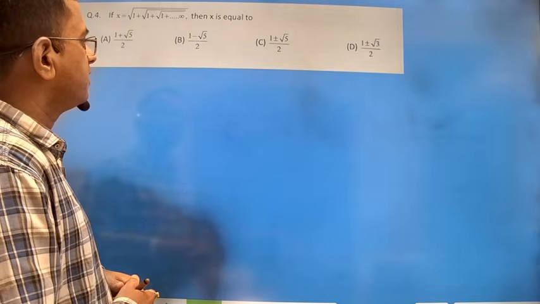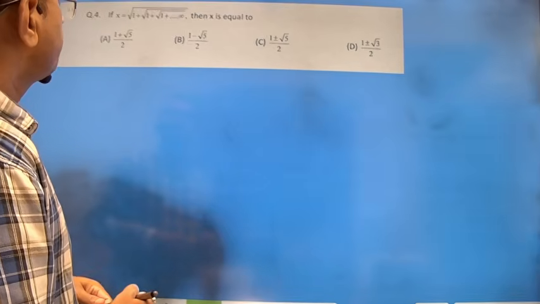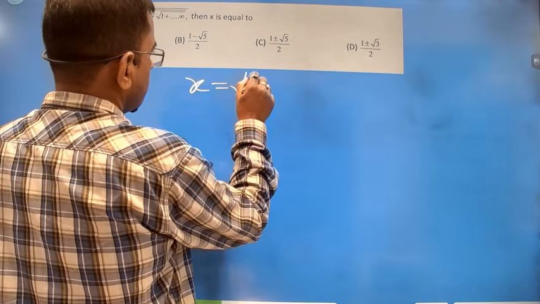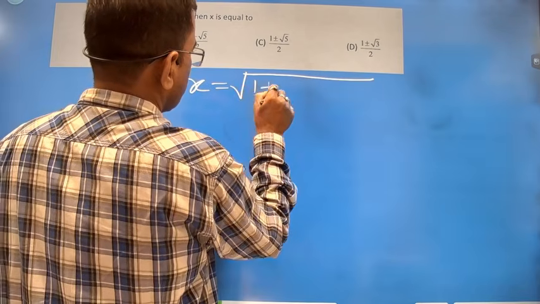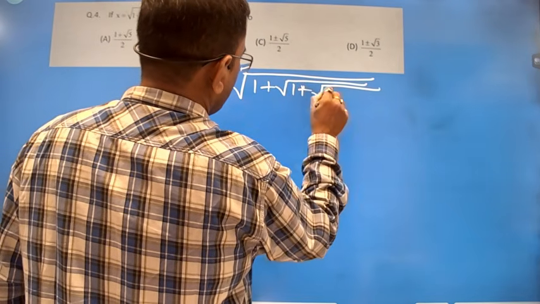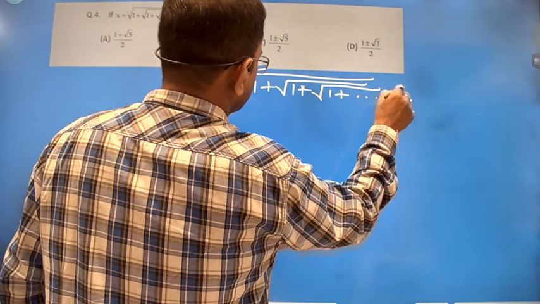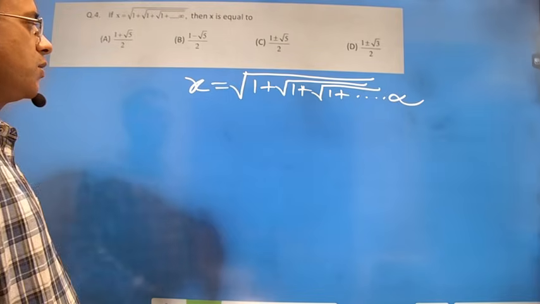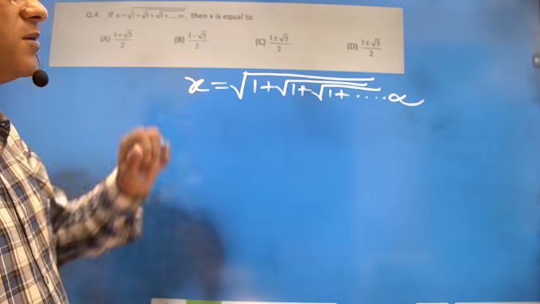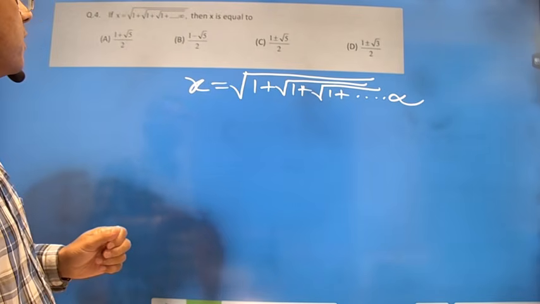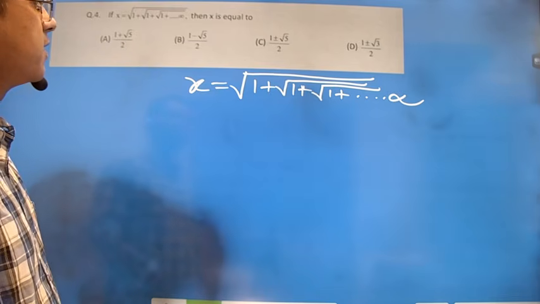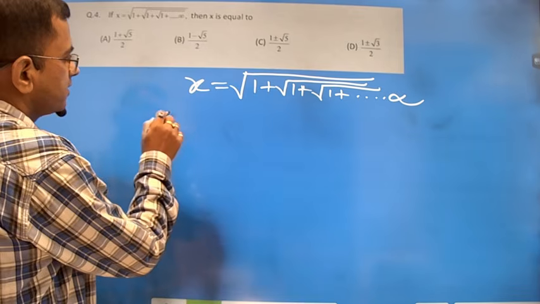So let us take the first question. The first question is: x equal to root over 1 plus root over 1 plus root over 1 plus, and it goes on. What will be the value of x from the given options? The four options are given. You need to find out which option is correct. Okay, so let us see.